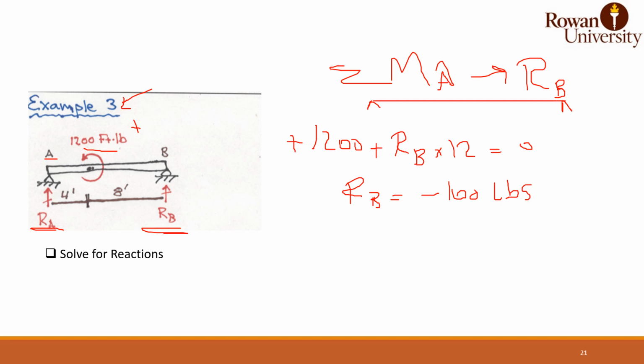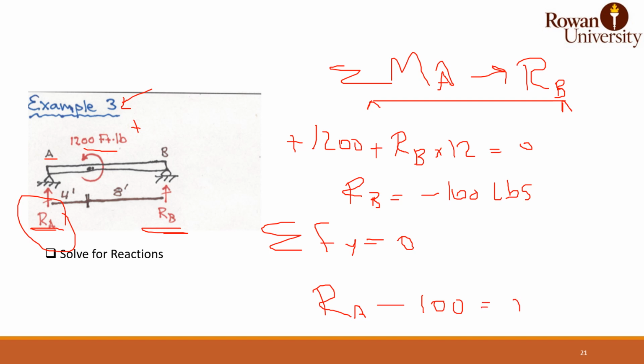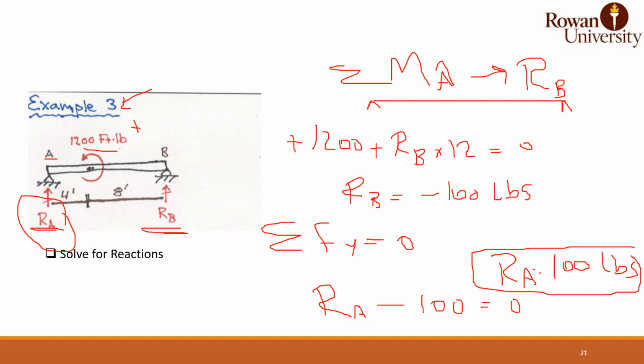In order to get RA, you can take the forces in Y equals 0. You know RA is assumed to be up, so it's positive. RB was up, but the value is negative. So RA minus 100 is equal to 0. That gives you RA equal to 100 pounds. So your assumption for the direction of RA is correct, but for RB it should be the opposite direction.